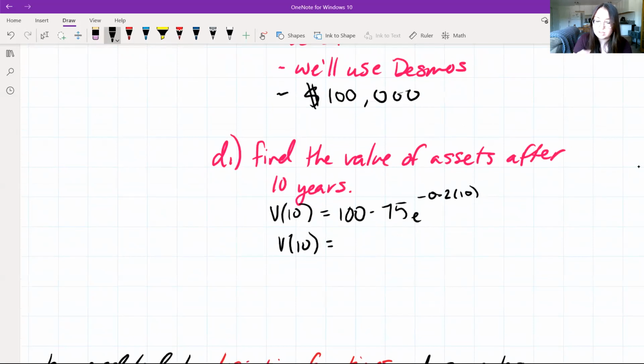We can calculate first what e to the negative 0.2 times 10 would be. You can take a moment to pause and calculate this on your own.